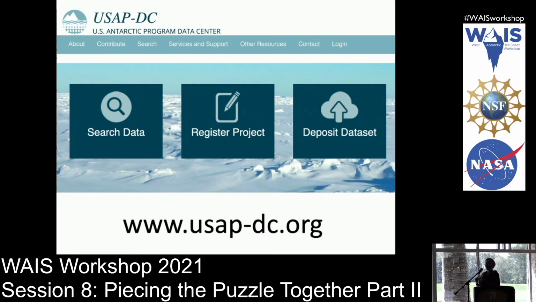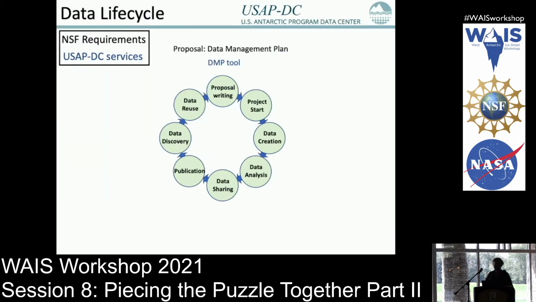So this is really the slide that you should see and recognize. This is how you find USAP DC. This is what the homepage looks like. And the major functions of what we do are in big buttons in the middle of the page. So we're pretty easy to interact with. But we're here to support the full life cycle of data in the science process.